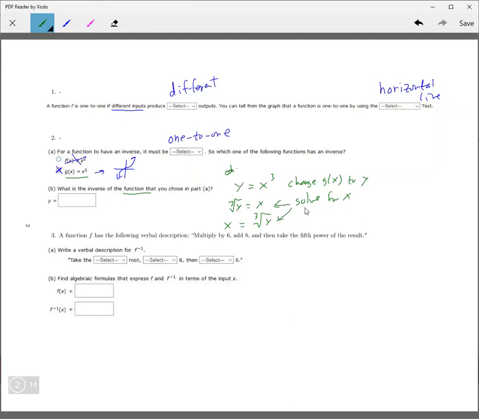The final step is to rewrite this by changing the y to an x, and then rewrite it as g inverse of x equals the cube root of x.